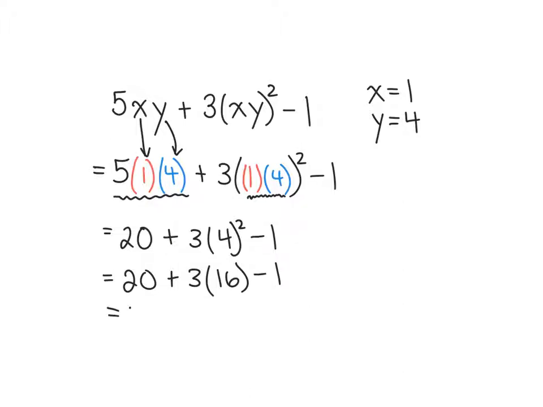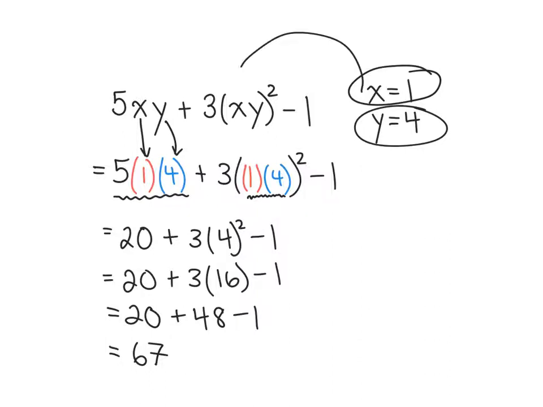And now I've got to multiply those guys. So 3 times 16 is going to be 48, minus 1. And now I just have to add and subtract. So 48 plus 20 is 68, and then take away 1 would be 67. Awesome. And that's pretty much all there is to substituting into expressions. You're just given a value of a variable or two, and you just stick them into your expression. Hope that helps.